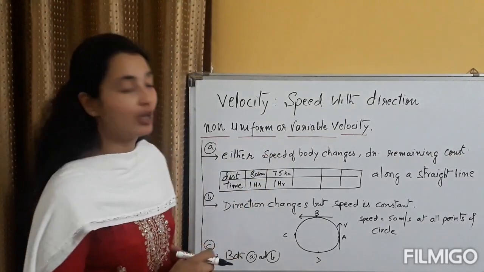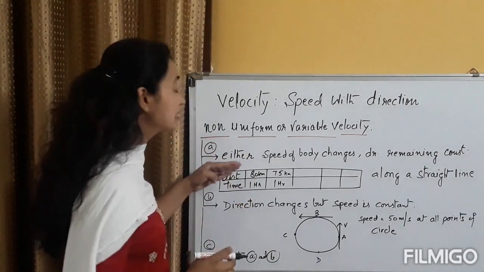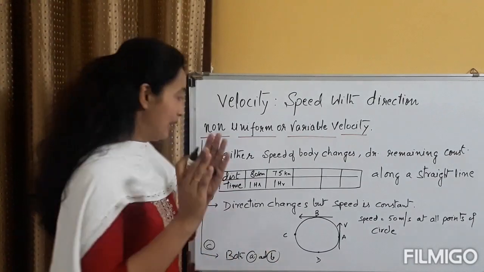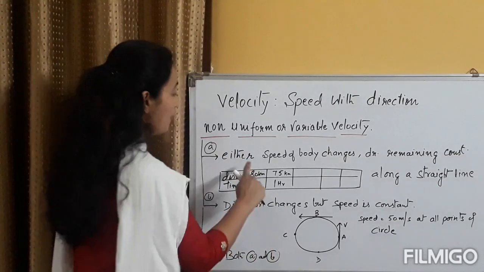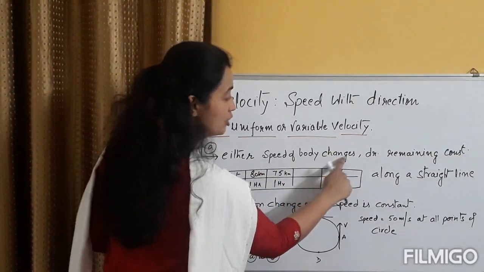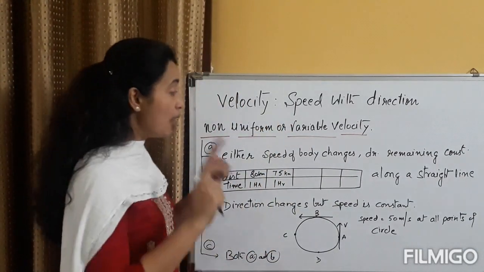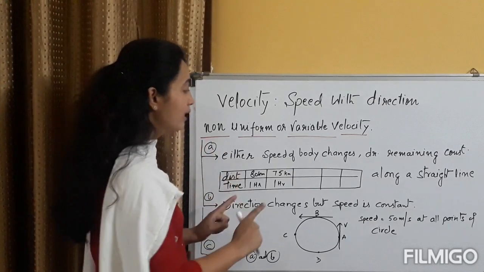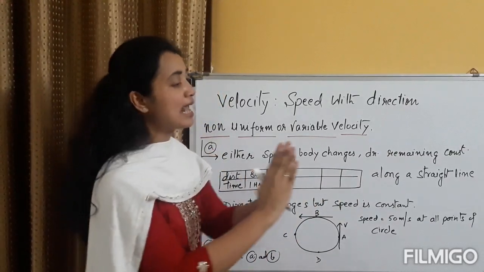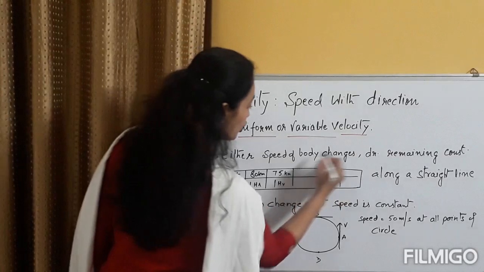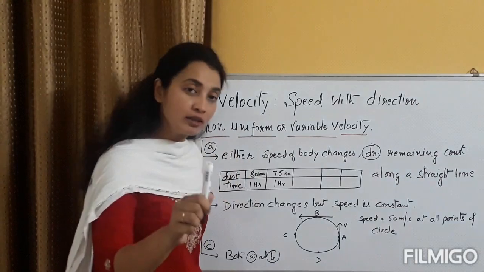Non-uniform or variable velocity. Here we can have variable velocity under three different situations. The first situation which may lead to variable velocity is when the speed of the body is changing but the direction is not changing. You can consider a vehicle on a road moving with variable speed but its direction is the same. It is moving along the same straight line. So the point to be noted is that speed of the body changes but direction remains constant.